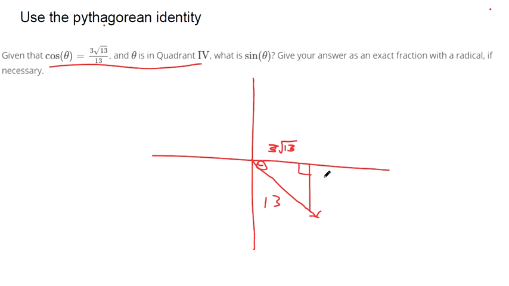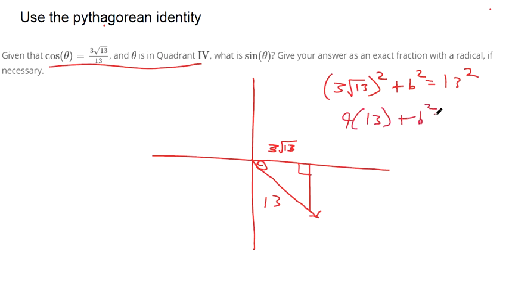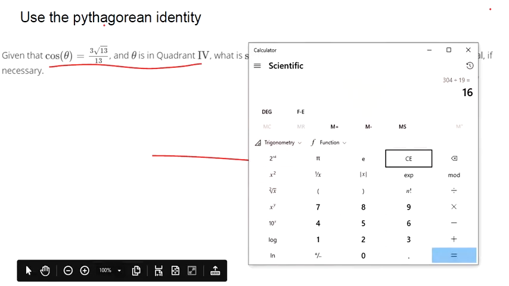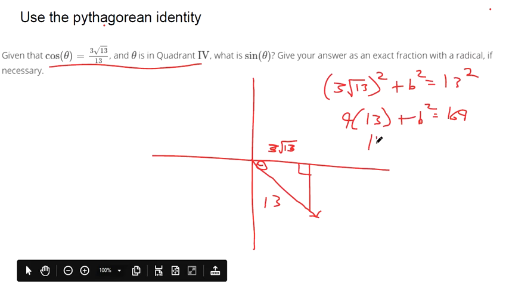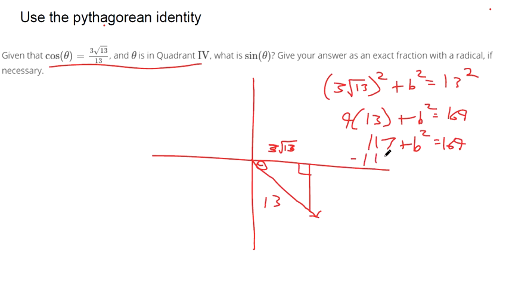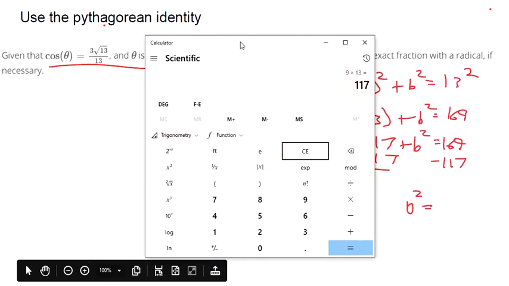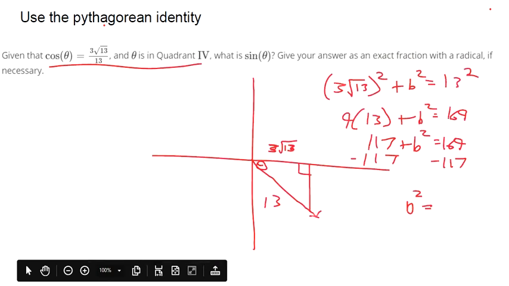Now we just have to find that missing side over here. We can do that by doing 3 square roots of 13 squared plus b squared equals 13 squared. So if we do that, 3 squared makes 9. The square root of 13 squared is just 13 now. B squared equals 169. So 9 times 13, that makes 117. Trying to get b squared by itself, so let's subtract 117 from both sides. So we have 169 minus 117, that makes 52.